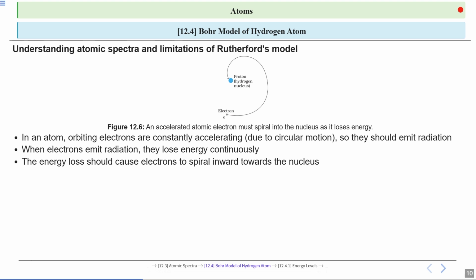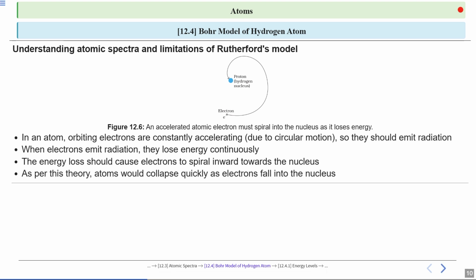So according to this theory, atoms should collapse very quickly because the electron would fall into the nucleus, but we know that atoms are stable and don't just disappear. This contradiction showed scientists that Rutherford's model couldn't be the whole story.